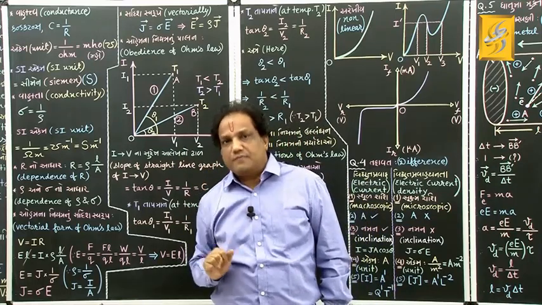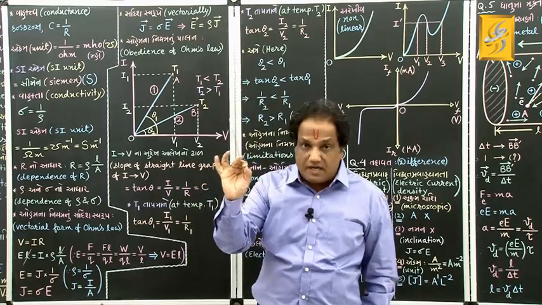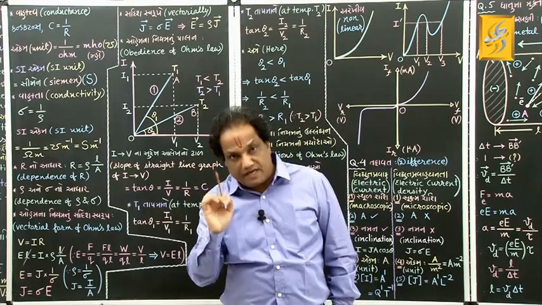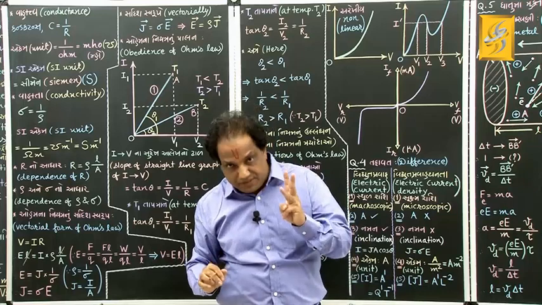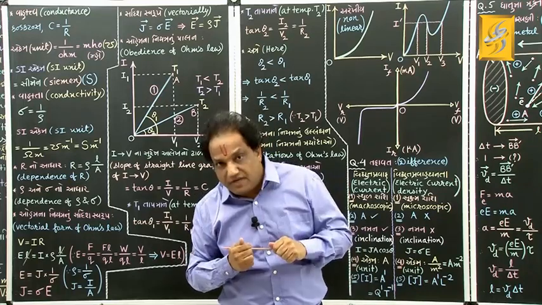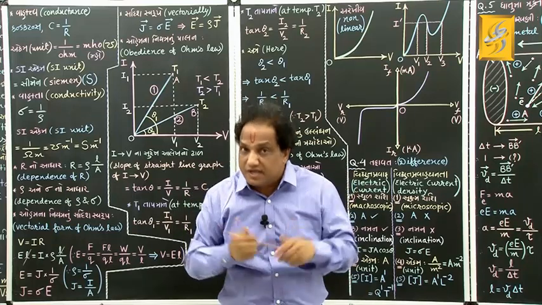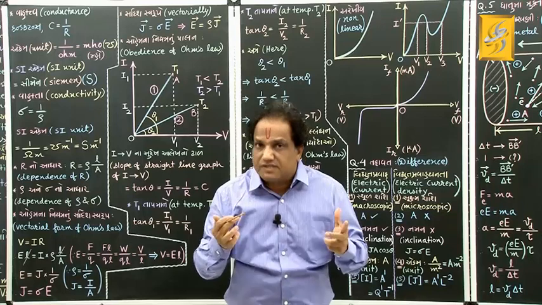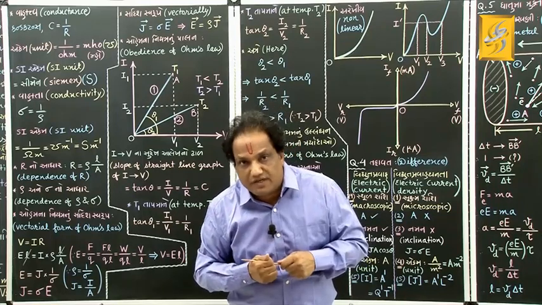I am showing you. From the electrical conductivity point of view, all the elements can be categorized into three types. First, having maximum electrical conductivity, which are called good conductors. They are none but metals, correct? Metals are called good conductors of electricity.